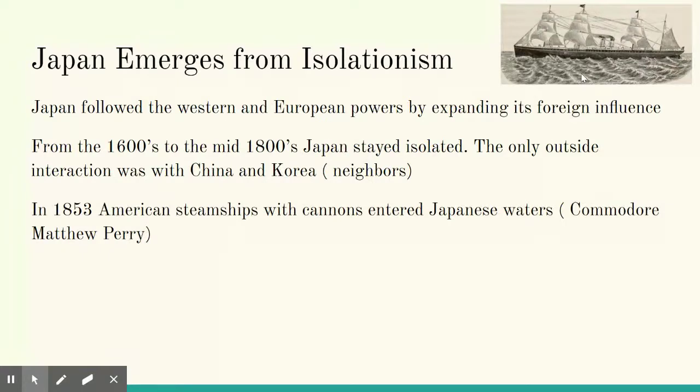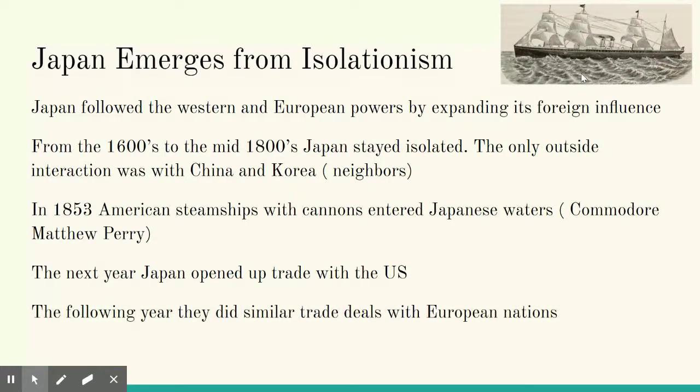In 1853, American steamships arrived with cannons and they entered Japanese waters. The guy that is leading this expedition to Japan was Commodore Matthew Perry. And no, it's not Matthew Perry from the sitcom Friends. This is Matthew Perry, the famous sea captain and explorer. The next year after Matthew Perry arrives, Japan is going to open up trade with the United States. So they're emerging out of this isolationism period. The following year, they're going to make similar trade deals with the other European nations. So the U.S. sort of gets this whole thing started.